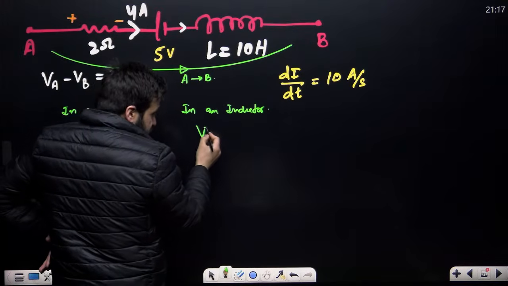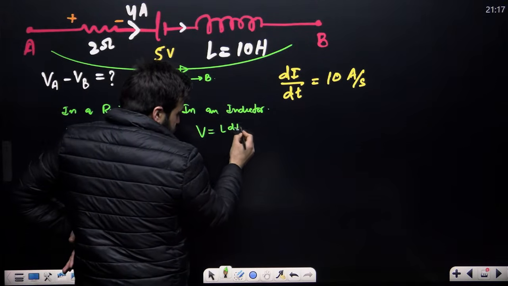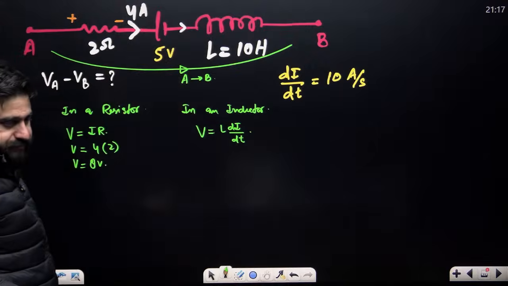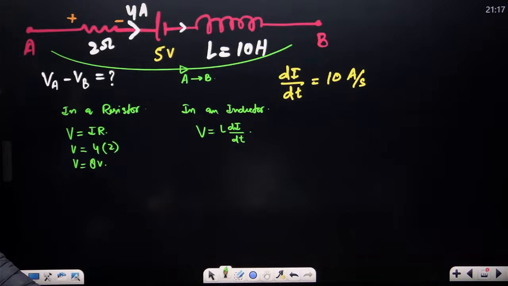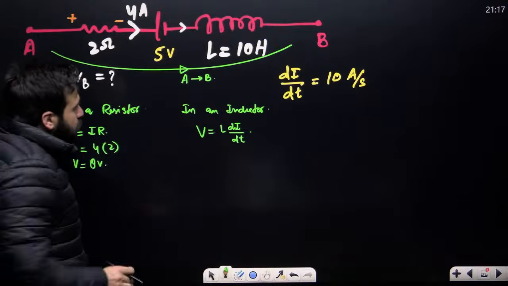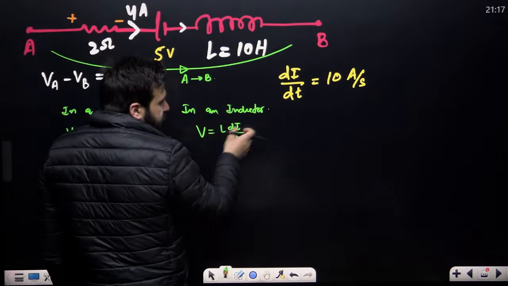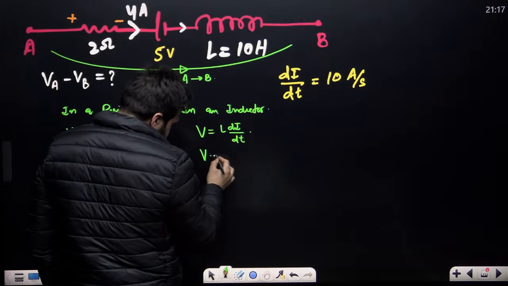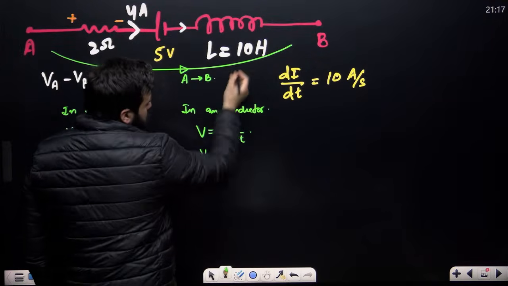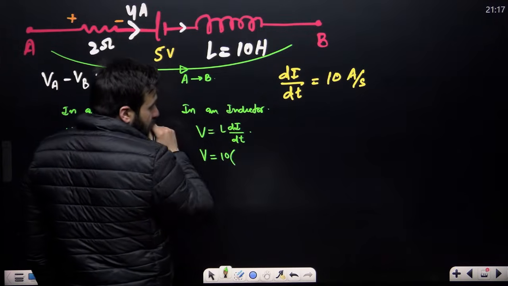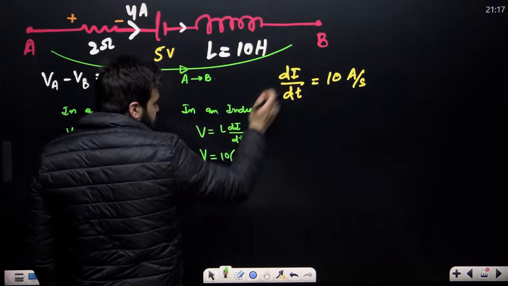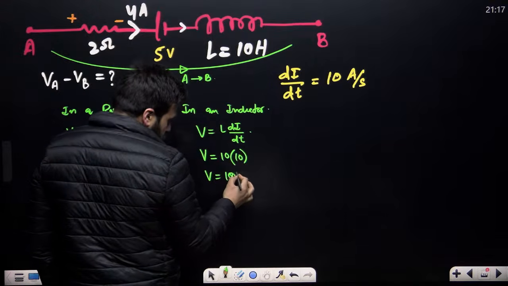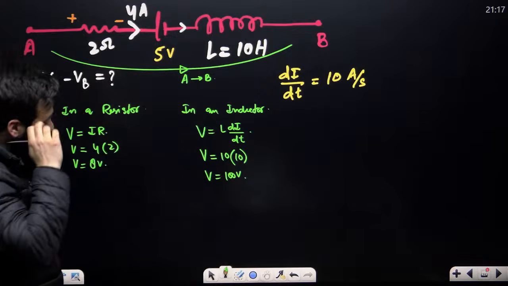Recently we studied, sir, V is equal to L di by dt. V is equal to L di by dt. Or EMF is equal to L di by dt. Now tell me, in this particular case, what is the value of L? L is given as 10. And what is the value of di by dt? Di by dt is also given as 10. So this is 100 volts.